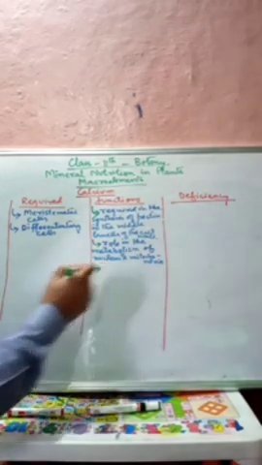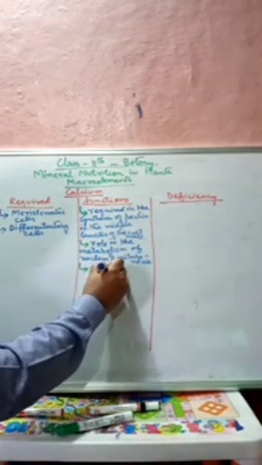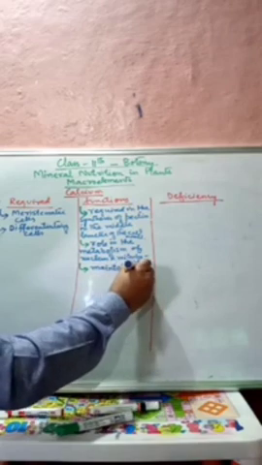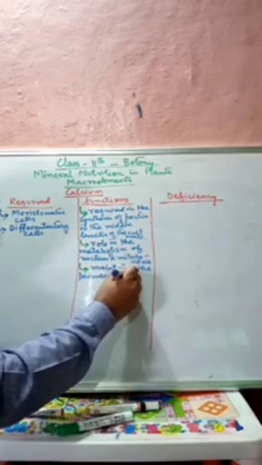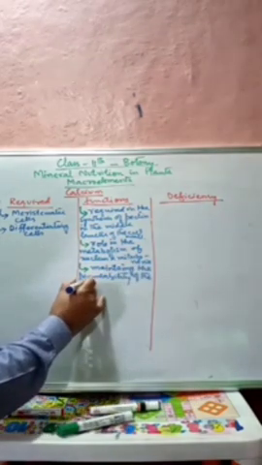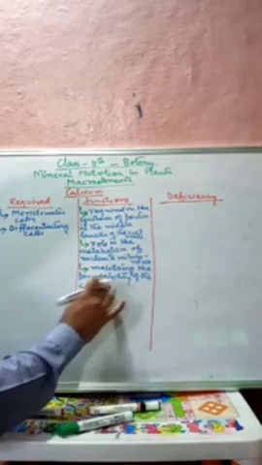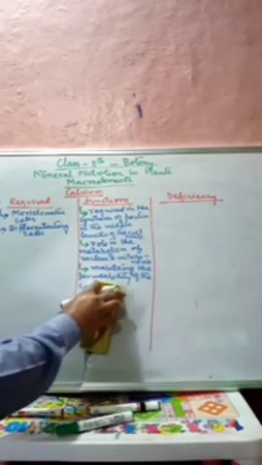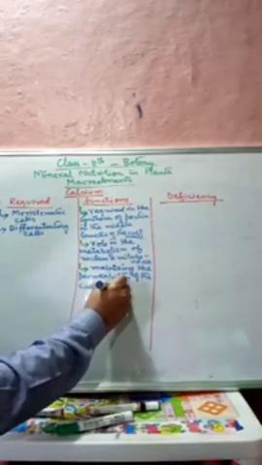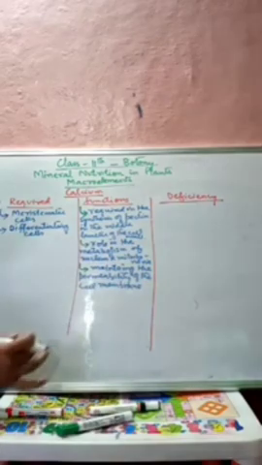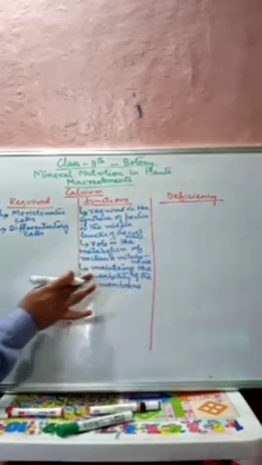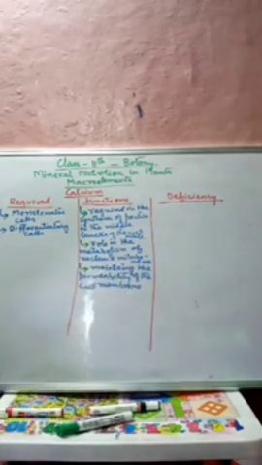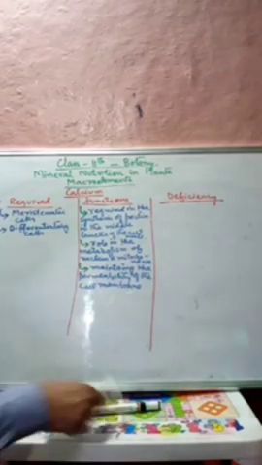Third, very much important, it plays an important role in maintaining the permeability of the cell membrane. So this calcium plays an important role in the metabolism of nucleus and mitochondria. Third, it plays an important role in maintaining the permeability of the cell membrane.